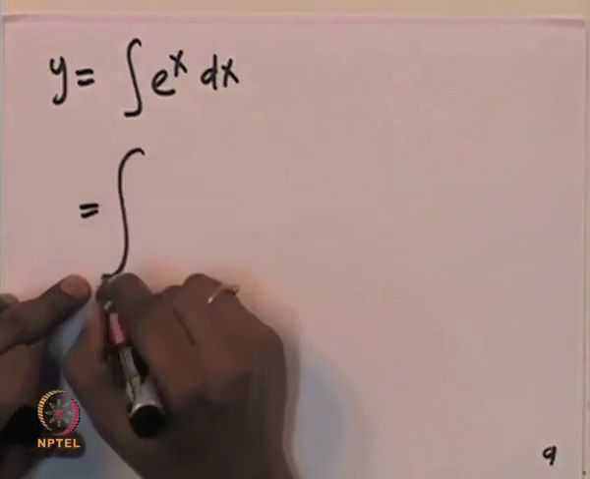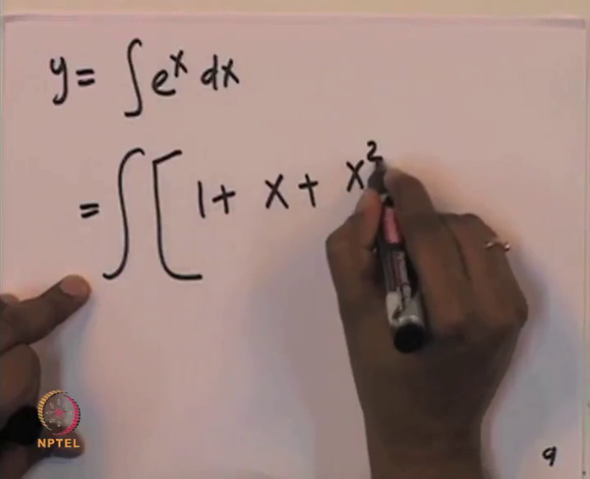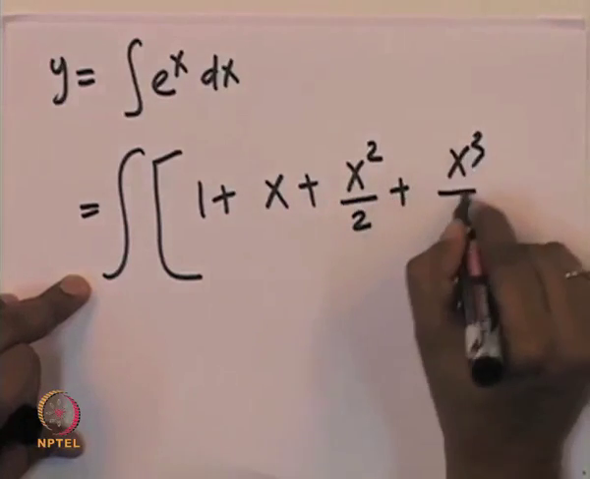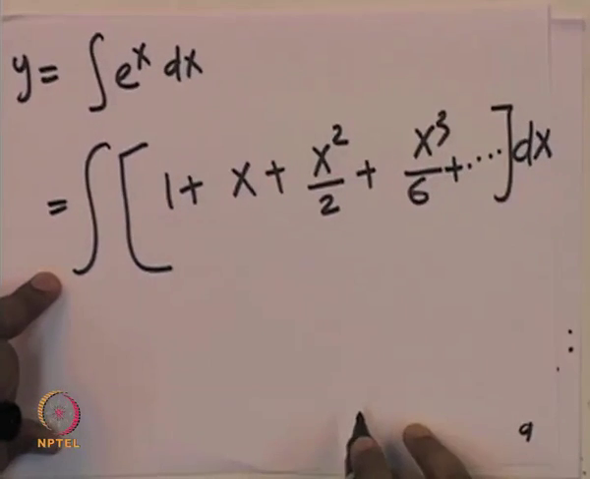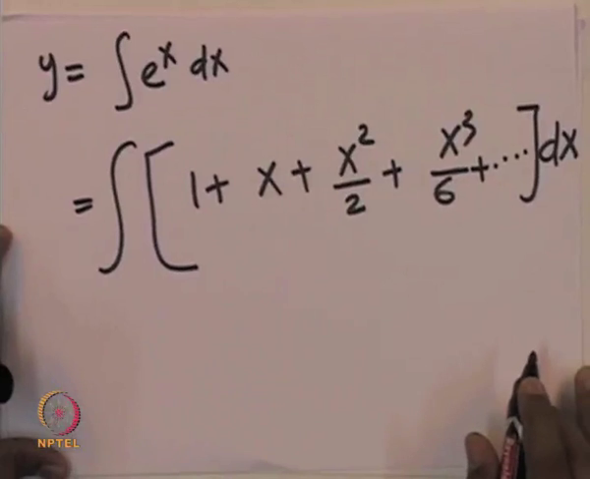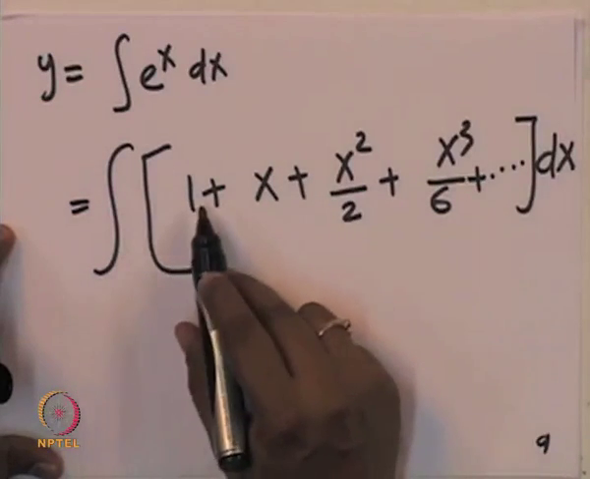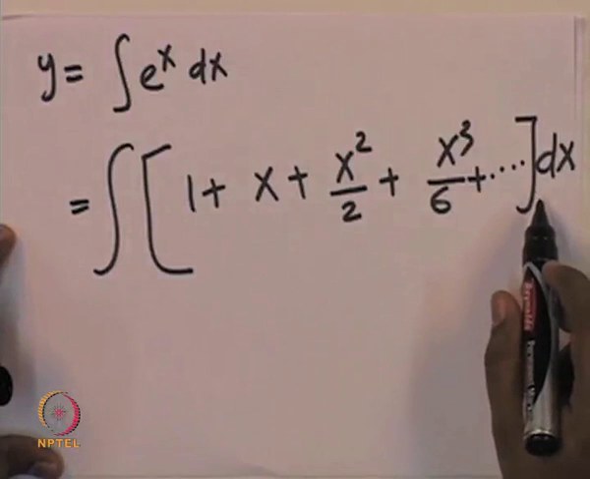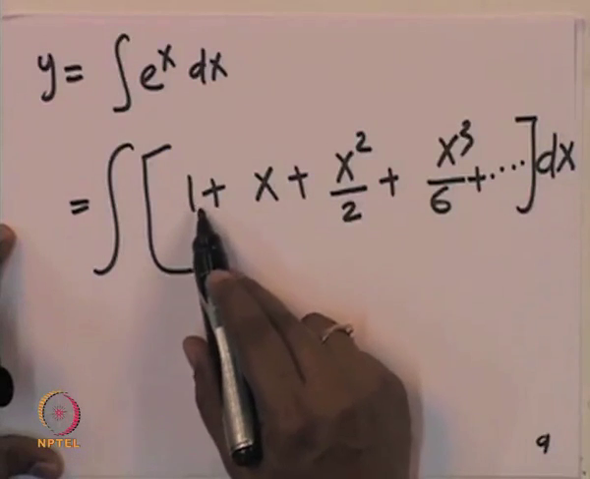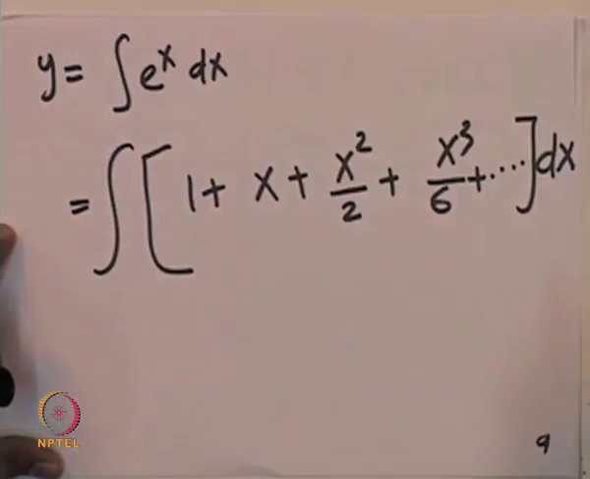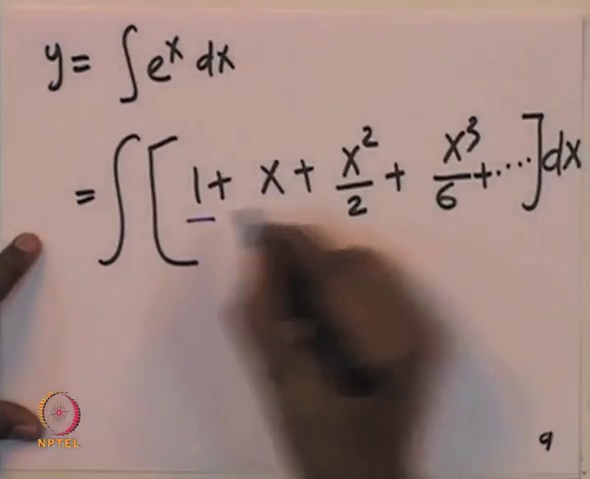So, y is the integral of e power x, which is the integral of 1 plus x square by 2 plus x cube by 6 plus dot dot dx. So, this is your y. Now, as we did for differentiation, each of these terms you can integrate separately. You find the integral of each term and sum them.